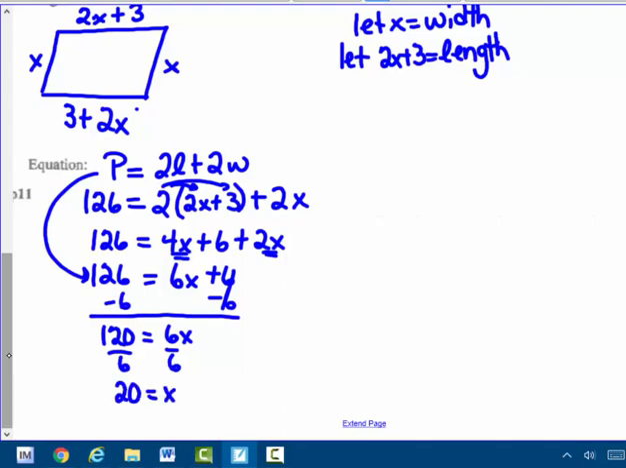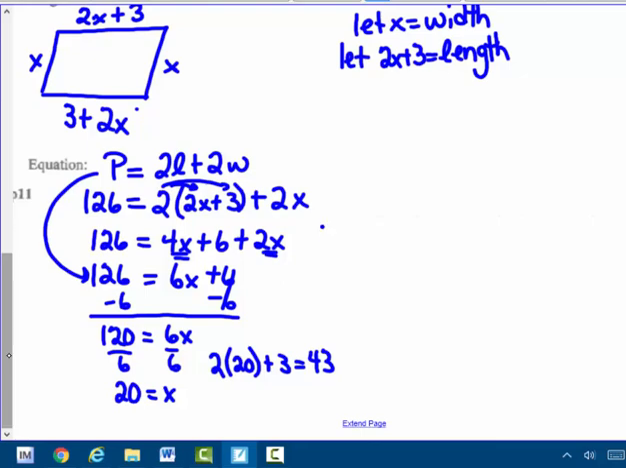Ooh, not done. I have 2 things that I have to find. So 20 equals x is not the last thing that I'm going to do. I'm going to do 2 times that 20 plus 3 to get 43 is my length. 20 is my width, and 43 is my length.